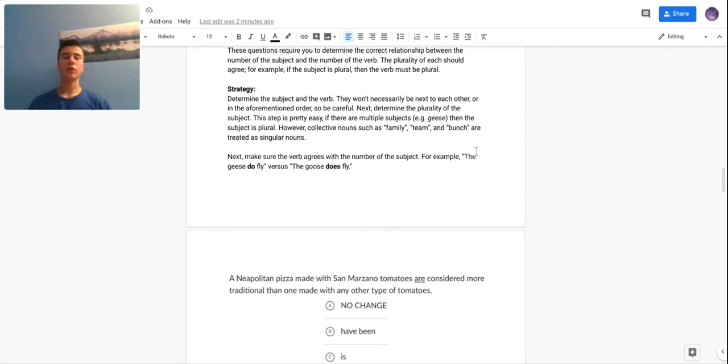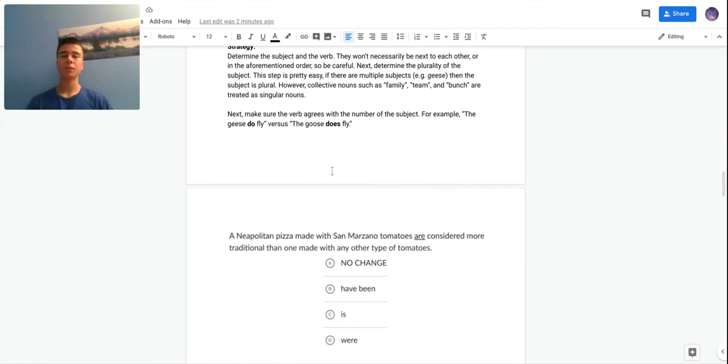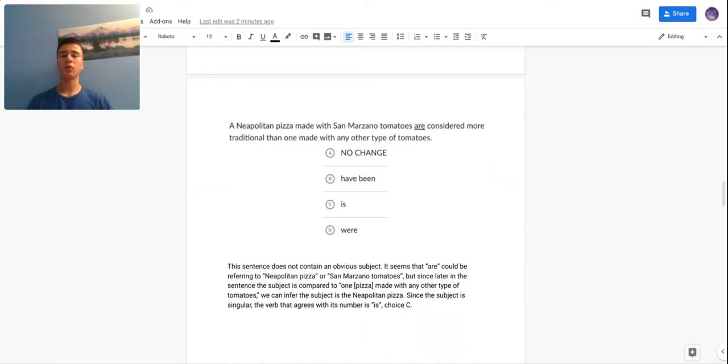So here's an example. The geese do fly. Geese is plural, and do is the plural form of do, I guess. And if you make it singular, the goose does fly. Since the subject is singular, goose, does is also the singular form of do. So here's an example question.